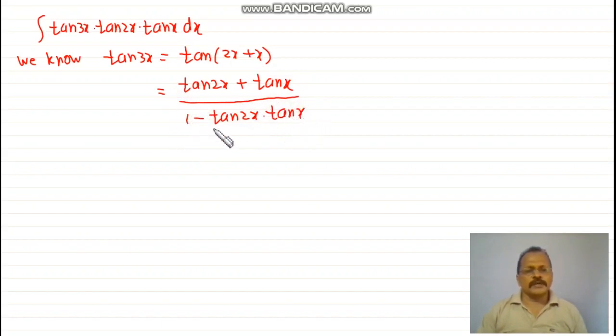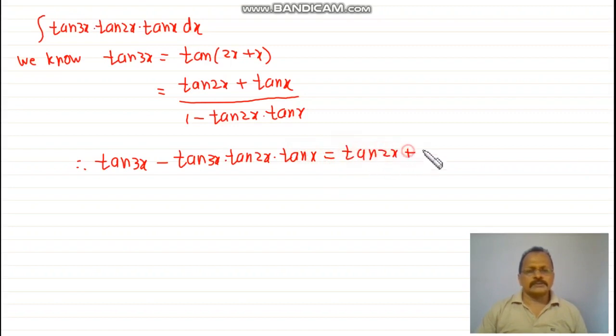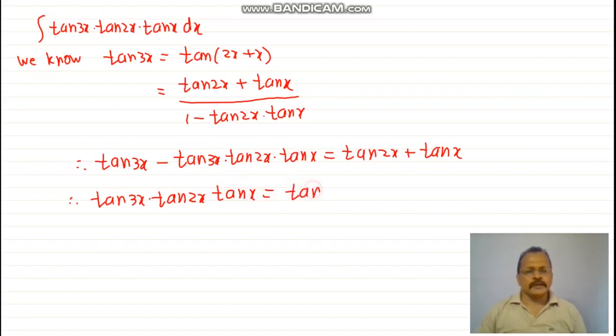Take this denominator on left hand side, then you will get tan 3x minus tan 3x into tan 2x into tan x is equal to tan 2x plus tan x, and therefore tan 3x into tan 2x into tan x is equal to tan 3x minus tan 2x minus tan x. Now you can solve this integration.